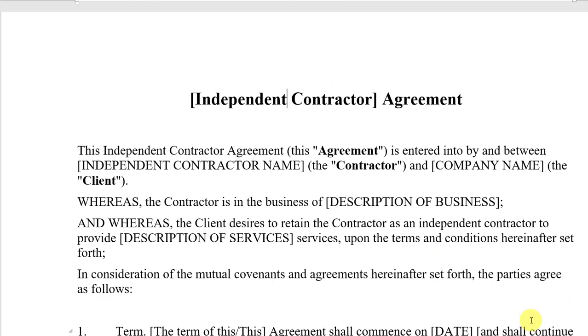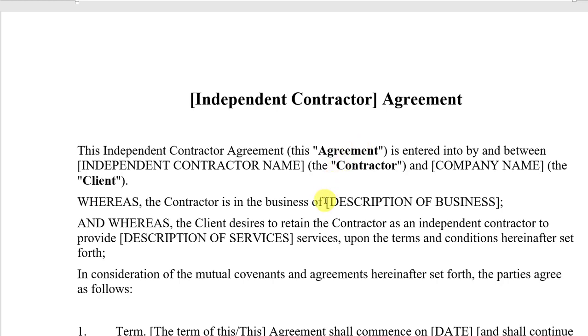So here we have a standard independent contractor agreement. This agreement is typically for retaining an independent contractor, a self-employed individual, typically for the supply of services to a corporation.